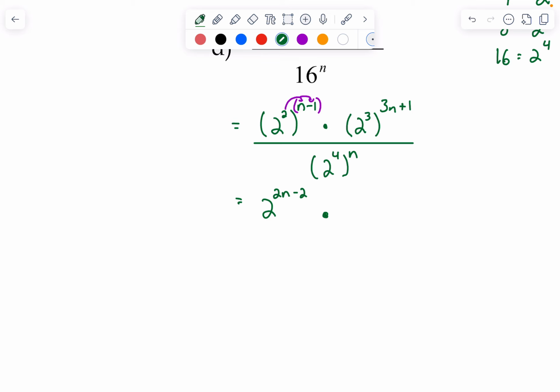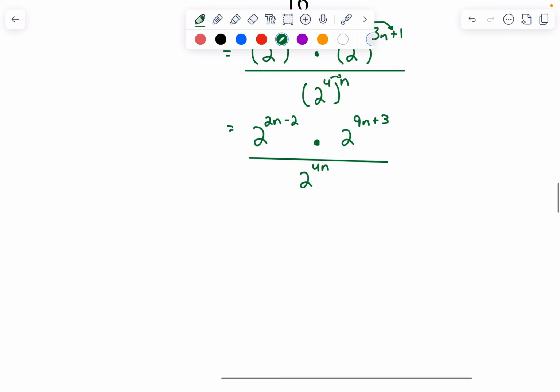And then over here, you're going to have that 3 go into there and that 1, okay? So it'll be 2 to the 9n plus 3. And then on the bottom, much easier, you just multiply that 4 and that n, so that's 2 to the 4n. Now we have everything in the same base. See how everything is base 2? And we have a bunch of different exponents up top.